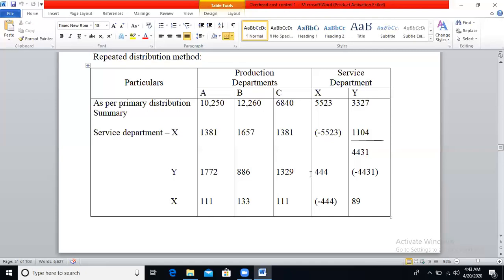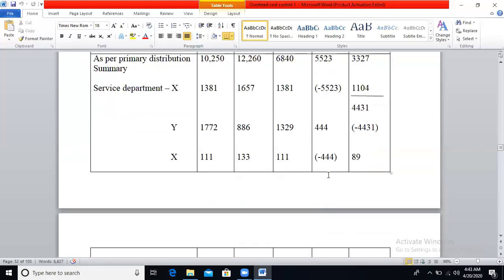For department X, take this total value minus 4431. The remaining value will be reapportioned for the X. So the total value will be 1772 plus 886 plus 1329, so 3987. If you deduct this from 4431, the remaining value will be 444. So now the value of Y department gets cancelled. We got some value under department X.